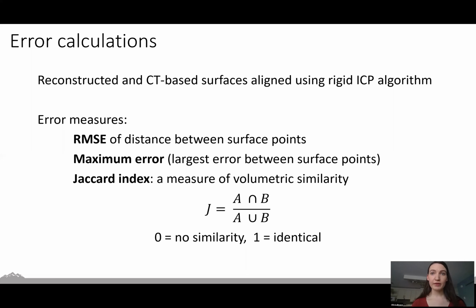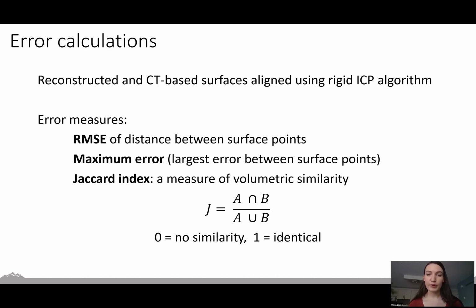So now I have 3 reconstructions for each participant. And those reconstructions were aligned to the CT-based surface for each participant using a rigid iterative closest points algorithm. 3 error measures were then calculated: root mean square error of the distance between surface points, maximum error, so the largest of those distances, and Jaccard index.